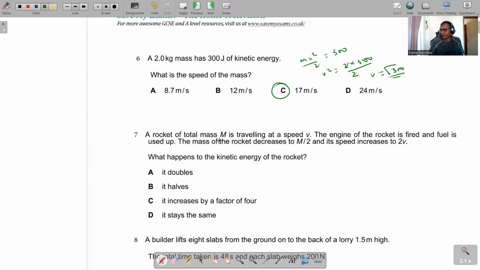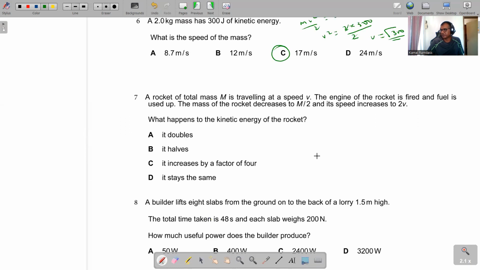A rocket of total mass M is traveling at a speed of V. Okay. The engine of the rocket is fired and fuel is used up. The mass of the rocket decreases to m/2 and its speed increases to 2v. What happens to the kinetic energy of the rocket? Vous voulez, nous tenons une roquette. Okay?